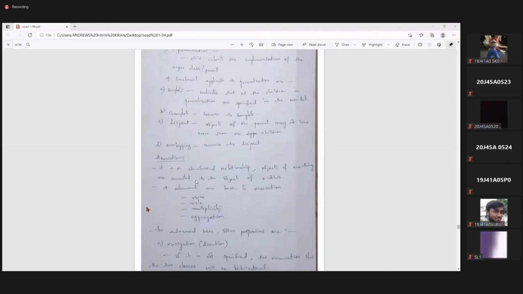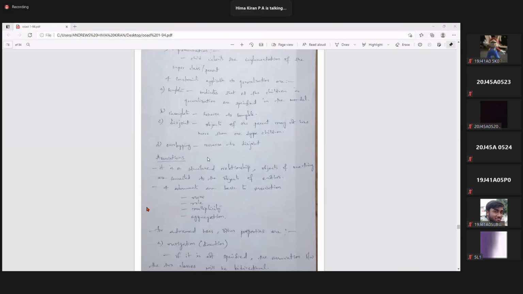So single inheritance in the sense child consists of a single parent, and multiple inheritance in the sense a child consists of more than one parent. Disjoint is nothing but object of the parent may not have more than one children. That means a single inheritance exists between the child and the parent here. Next, overlapping. It refers to the opposite of disjoint. That means the parent can have many number of children. That means multiple inheritance exists between the child classes and the subclasses.